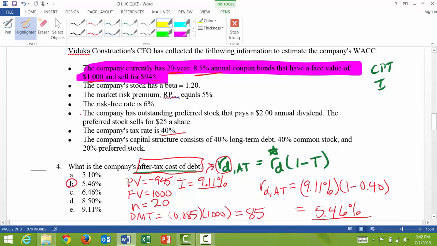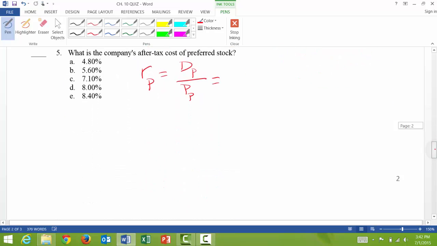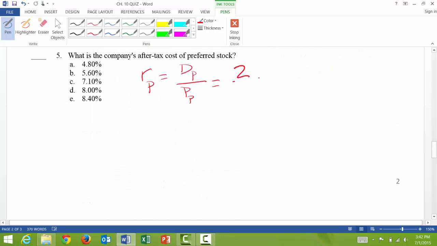So it says right here that the company has outstanding preferred stock that pays a $2 annual dividend, and the preferred stock sells for $25. So I've got the numbers 2 and 25. So I'll just put 2 divided by 25. And if I do that, I get 8%. And that's answer D.